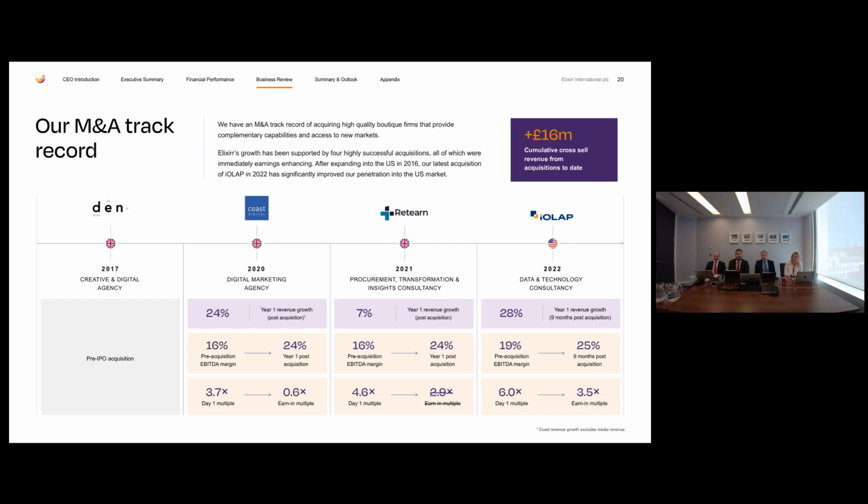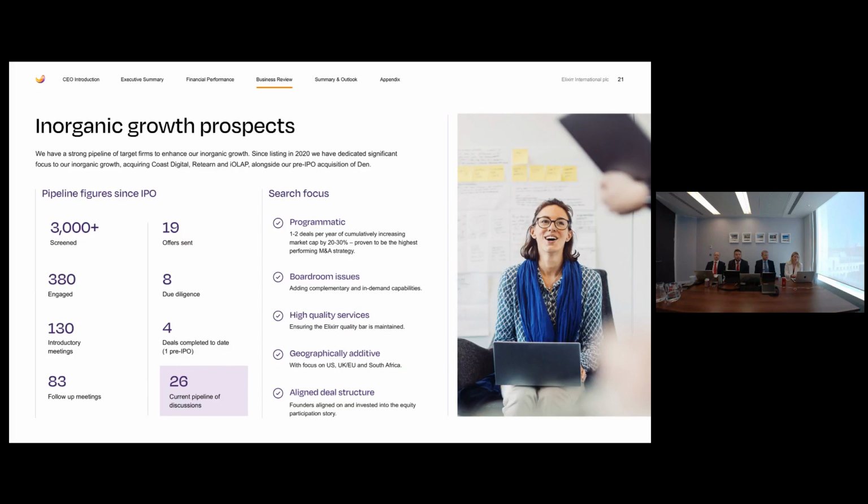Thinking about going forward, if we go to the next page in terms of growth prospects, you can see on the left there some of the pipeline figures that we have. I've got a dedicated team working on this with me. And since IPO, we've screened over 3,000 boutique consultancies. I've personally engaged with nearly 400 of them and had introductory meetings with 130. And you can see how those numbers flow through the pipeline.